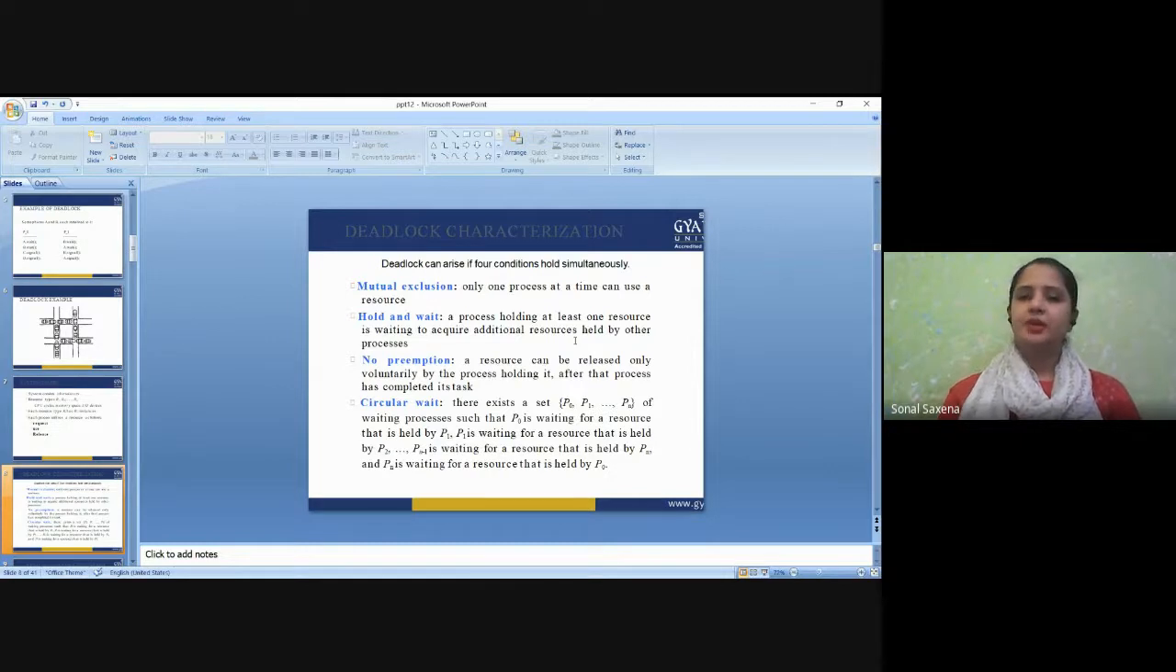So let us just quickly see what all are the conditions for the deadlock, right? Now, first of all, the mutual exclusion. Here you can see the mutual exclusion part. It is written that we should have mutual exclusion. Now see, mutual exclusion is a form of mutex, right? It is a special type of binary semaphores.